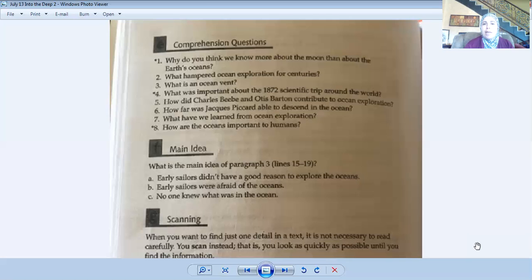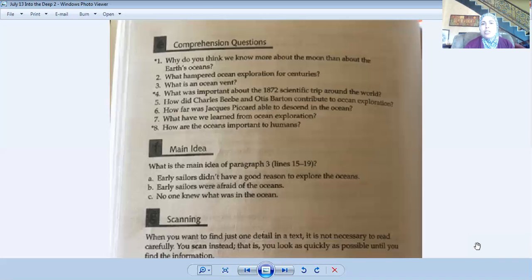How did Charles Beebe and Otis Barton contribute to ocean exploration? Oh yeah, they were the first to do a half-mile dive. So that's how they contributed. Another thing is that when you contribute, even if it's something small, you encourage others, you break the ice for people, and they feel that they are free to follow your steps, and they might do more than what you did, which is really amazing and great. How far was Jack Piccard able to descend into the ocean? He was able to descend farther than Beebe and Barton. He descended like 7 miles instead of half a mile.